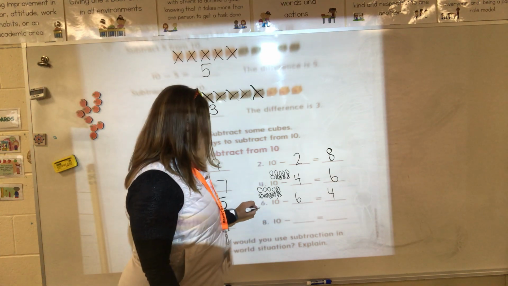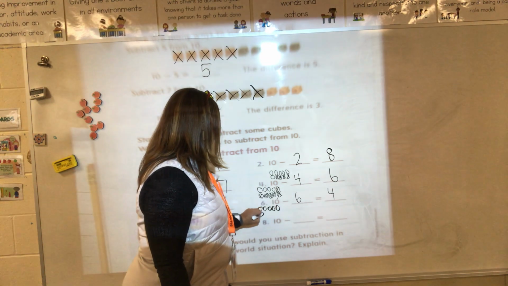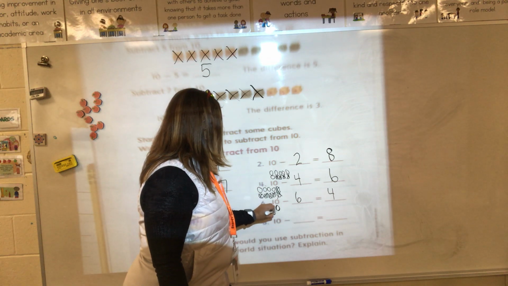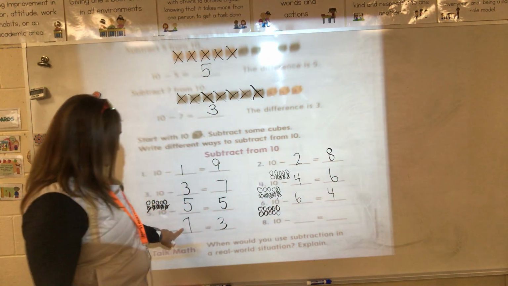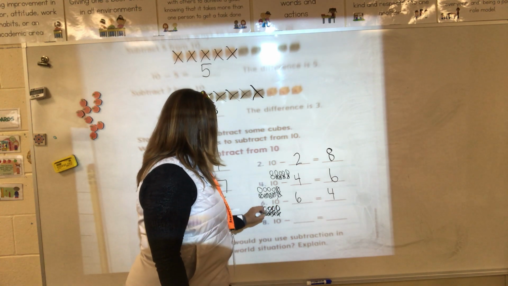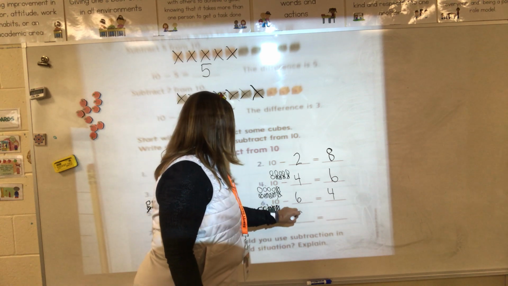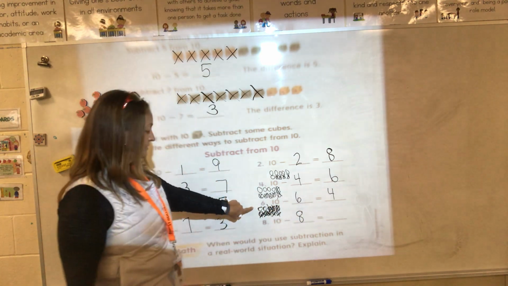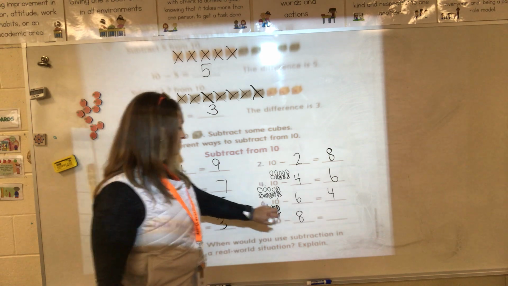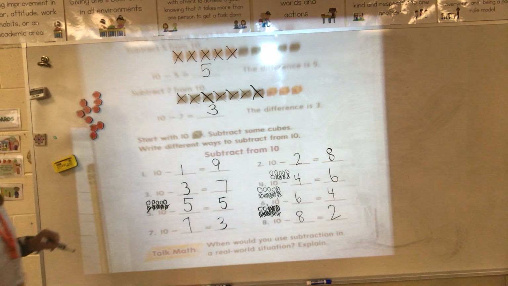So my last one is going to be 1, 2, 3, 4, 5, 6, 7, 8, 9, 10. I did 7, so now I'm going to take away 8. 1, 2, 3, 4, 5, 6, 7, 8. 10 minus 8 leaves 2. 1, 2. I have 2 left over. So 10 minus 8 equals 2.